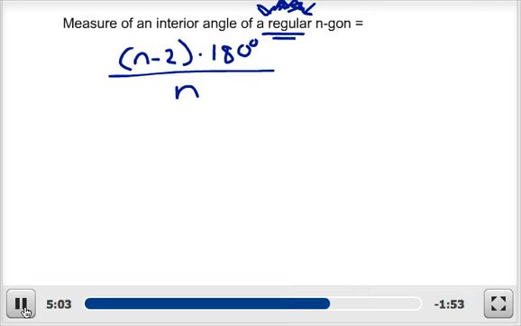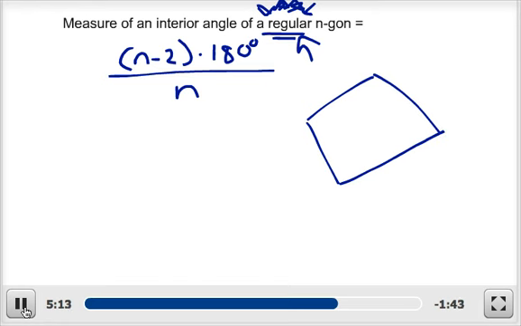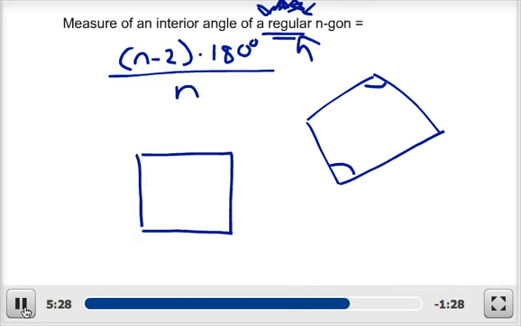Pretty simple. Just be very careful though. If it's not regular, then we don't know anything about individual angles. For example, if I have a figure here, and it's not regular, the sides aren't the same, the angles aren't the same, then I really don't know anything about how much this angle is as compared to this angle. It's only if they're truly regular, if they have those same sides and angles, then I know that they're all going to be the same amount, so I can figure out what that amount is by using this equation.